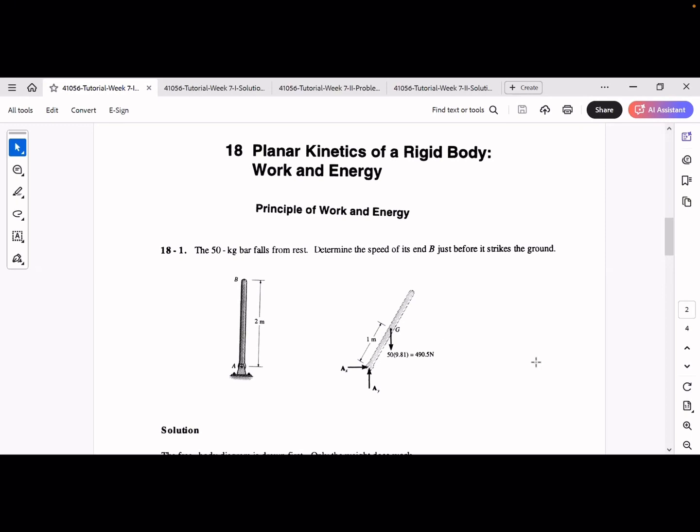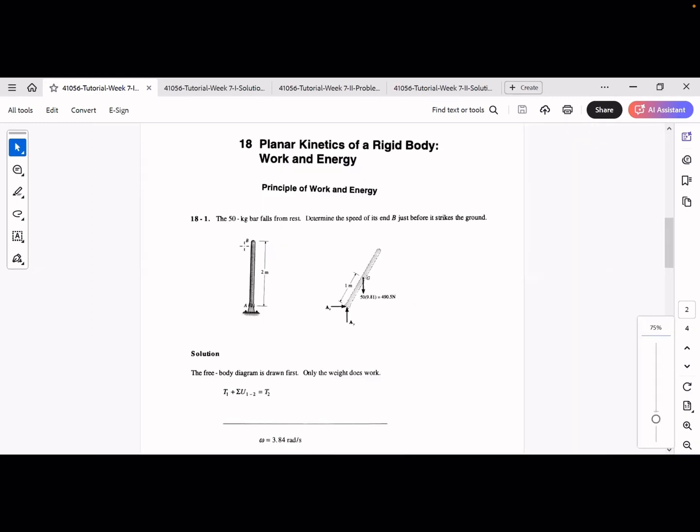We've got the first question. We've got a 50 kilogram bar falling from rest, and we need to find the speed of its end B before it strikes the ground. Notice the bar AB is pinned at A, its length is 2 meters, and it is going to fall clockwise until the end B hits the ground.